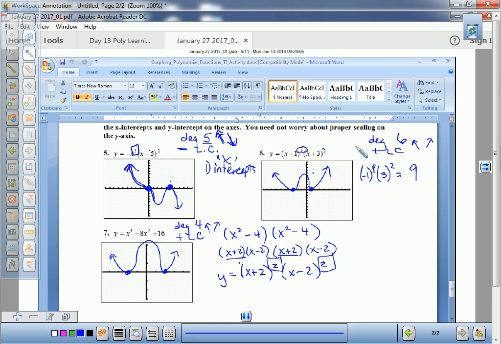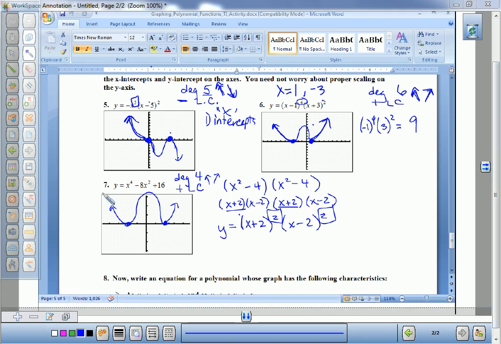Number 6, the degree of this function is 6, and it has a positive leading coefficient, so our end behavior is rise. We graph our two x-intercepts. We have one at 1 and another one at -3. It's going to rise to the left and rise to the right, and because they're both raised to even powers, it bounces at both of them.